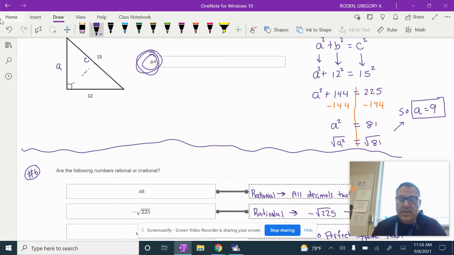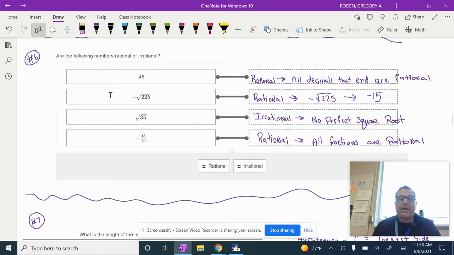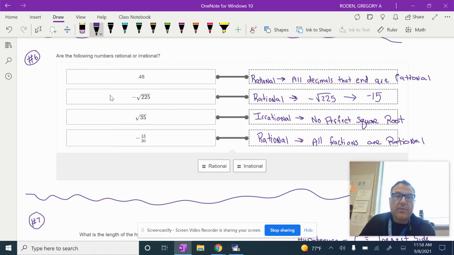All right, next problem here is that we want to classify each number as irrational or rational. All right, so let's just go through, and I just kind of wrote some things down here. So 0.46 is rational. A rational number is any number that can be written as a fraction. Now why is 0.46 rational? It doesn't look like a fraction. Well, because all decimals that end are rational. And why is that the case? Because 0.46 is 46 over 100. And 46 over 100 is a fraction. If you can write it as a fraction, it's rational.